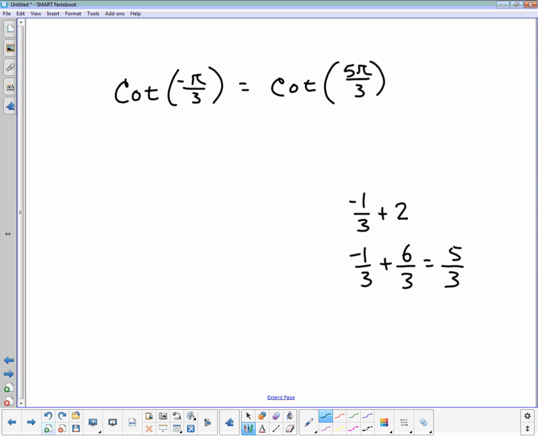Or add 360s however many times I need to. So this is the same thing as 1 all over the tangent of 5 pi over 3. What is the tangent of 5 pi over 3?